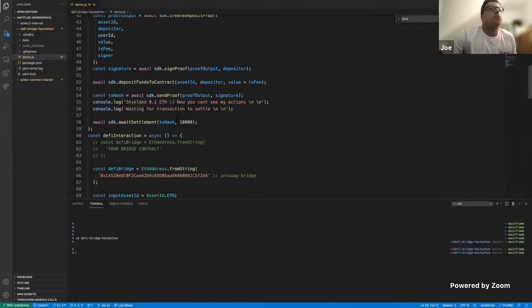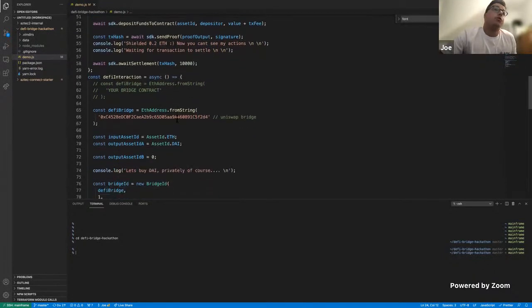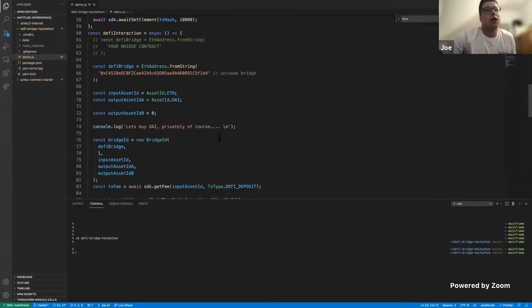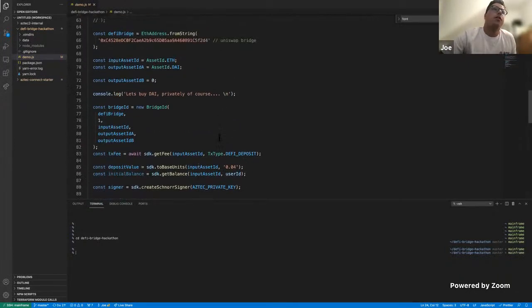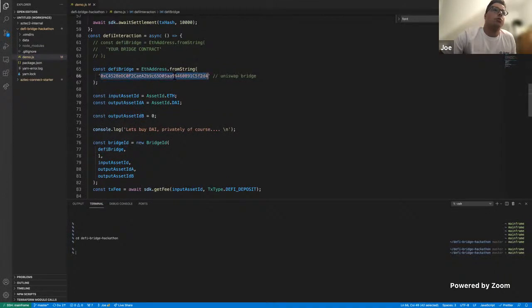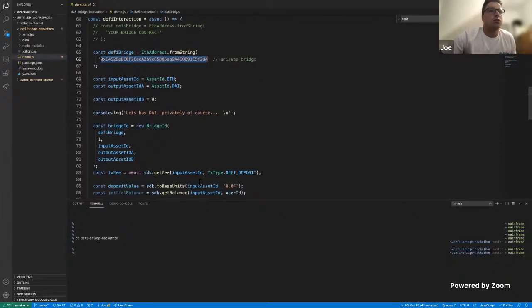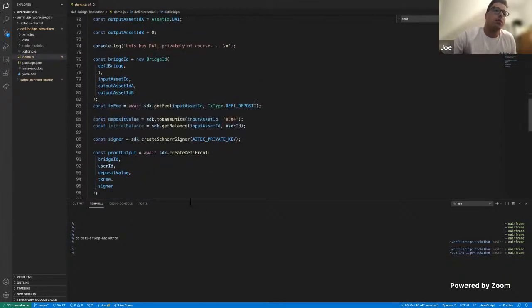Wait for that to settle, and then I'm going to do a DeFi interaction to swap DAI privately using Uniswap v2. The way that works is we've got this Uniswap bridge contract already deployed. I'll just run this, and it'll take a little bit of time to actually process because the test machine is not our big rollup server, but we can look at the Etherscan output and see what you can see.